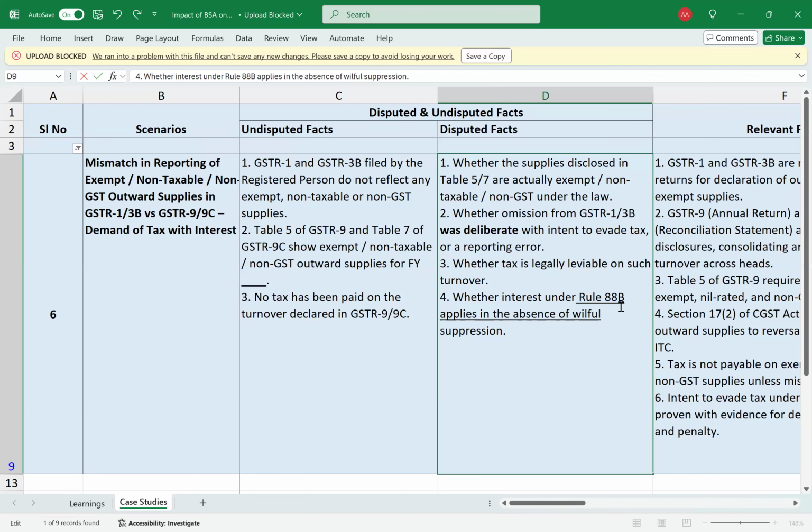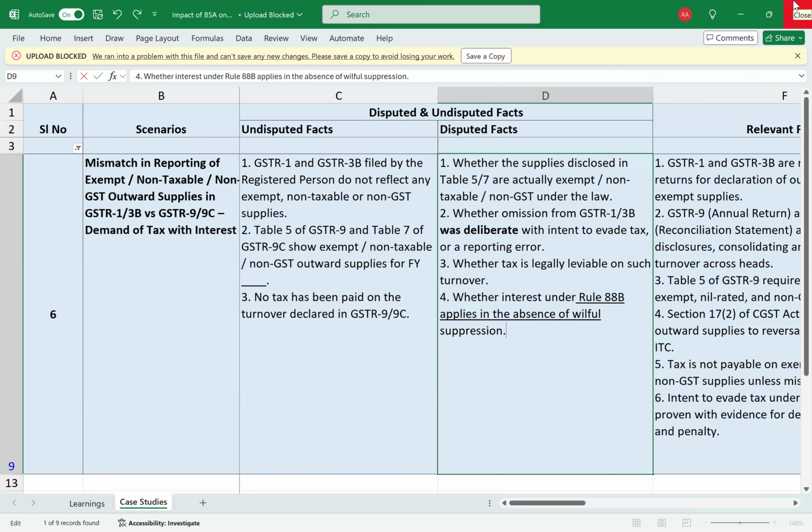Whenever this exempt supply is not disclosed as such in GSTR 1, but it is considered in 9, 40 to 40, that also helped us out. So that way also we can think on that. Yes, ma'am. Actually, that's from the merit to the technical ground. Yes, very good point.